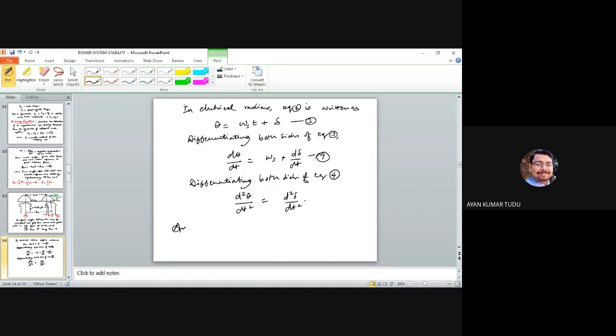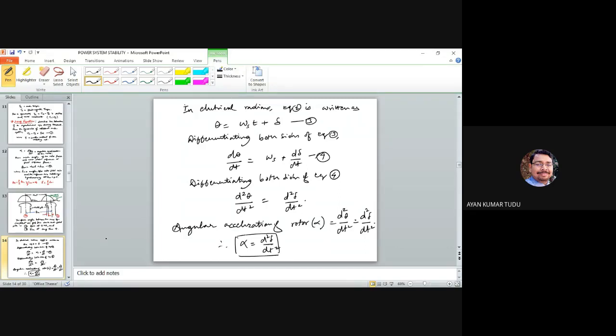So the angular acceleration of the rotor, which is alpha, can be written as d2 theta by dt square, which is nothing but equal to d2 delta by dt square. Correct? So we can infer alpha equal to d2 delta by dt square. This is in electrical radians per second square.